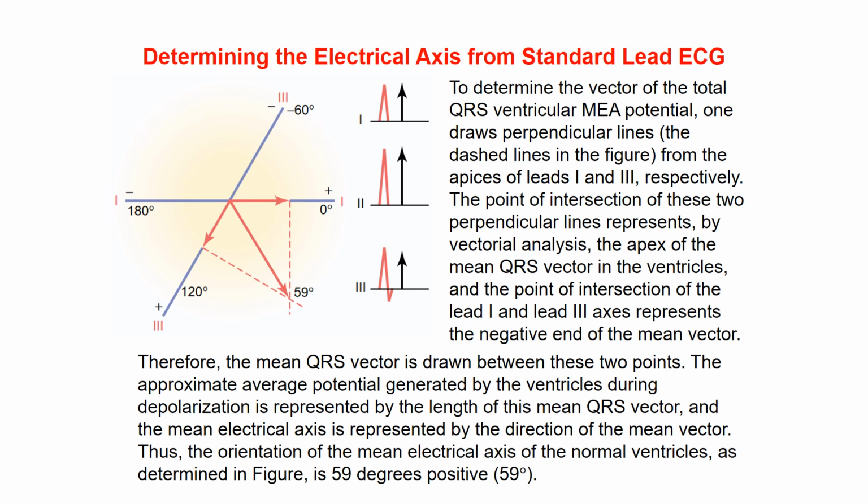The approximate average potential generated by the ventricles during depolarization is represented by the length of this mean QRS vector, and the mean electrical axis is represented by the direction of the mean vector. Thus, the orientation of the mean electrical axis of the normal ventricles, as determined in the figure, is 59 degrees positive.